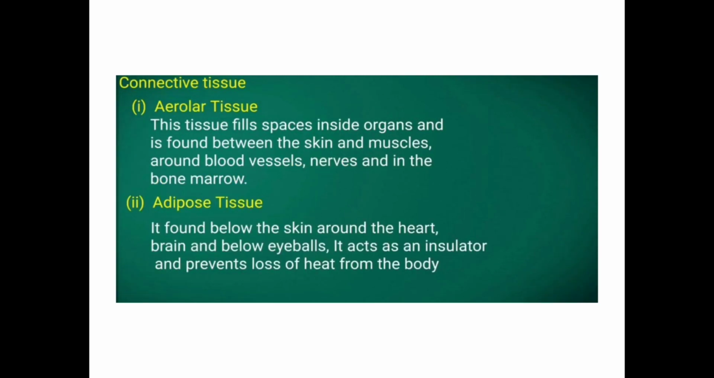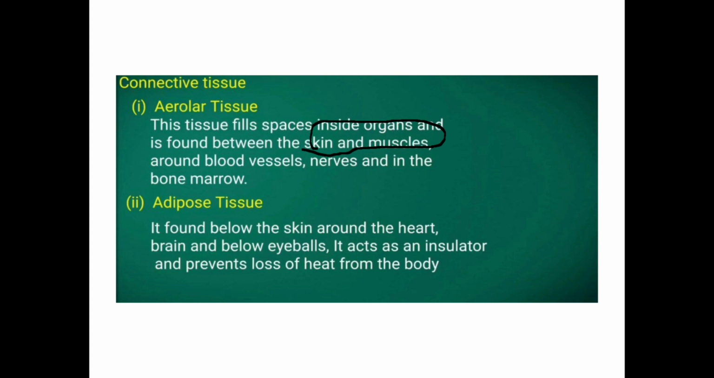The first one is areolar tissue. This tissue fills space inside organs and is found between the skin and muscles. So the tissue present between the skin and the muscles is called areolar tissue. It is also around blood vessels, and not only that, it is also present in the bone marrow.